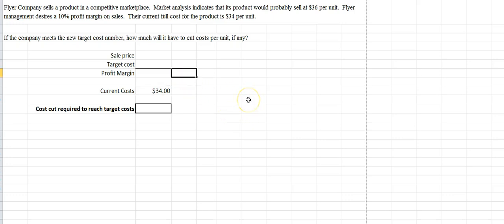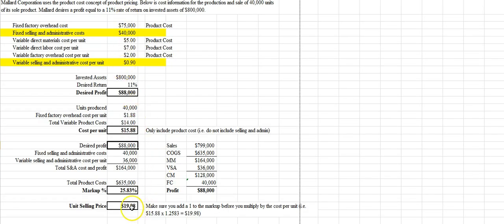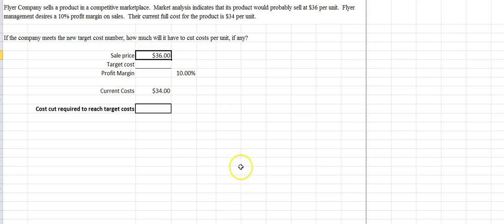What's the profit margin that I want? Well, I want a profit margin of 10%. Okay. And it says market indicates that a product will probably sell for $36 per unit. So it says I could sell this for $36 per unit. So you're going to work your way backwards. In this one, you had your cost and you determined your sales price. In this one, you have your sales price and you're going to determine your cost. So if you know you could sell it for $36 and you want to have a profit margin of 10%, that's telling me what's 10% of 36.